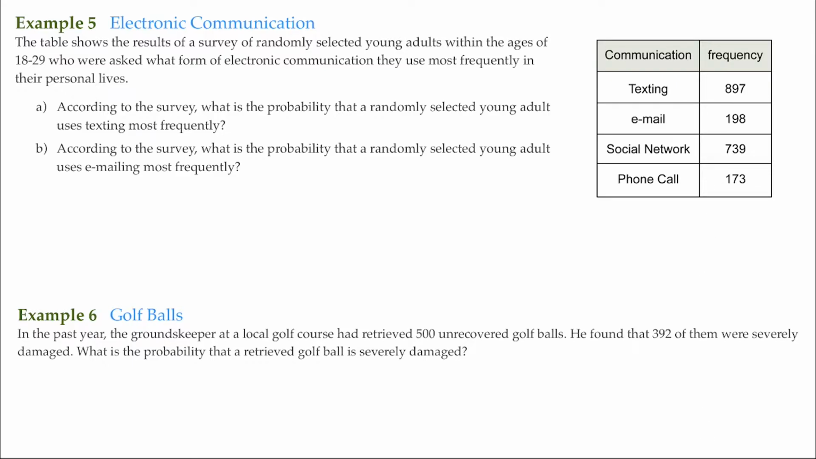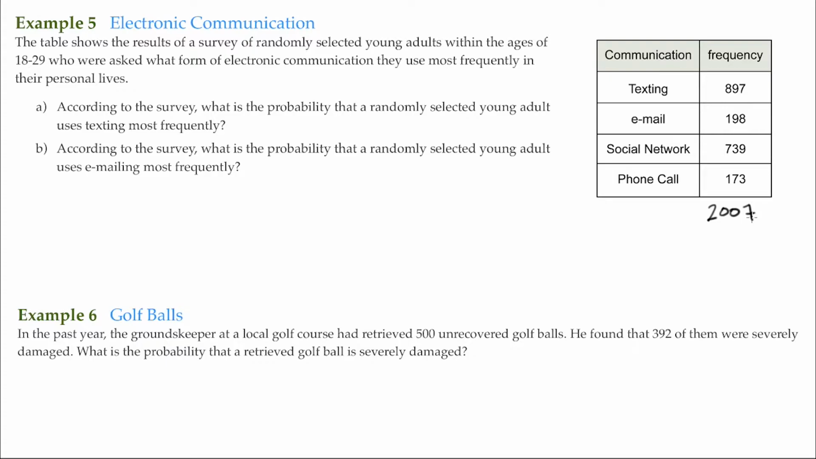Now keep in mind that any probability that we're going to be calculating, we have to have an overriding total. So we're just going to tally up all those who responded to the survey. We're just going to add up the 897, the 198, the 739, and of course the 173. So there were a total of 2,007 individuals who participated in this survey.